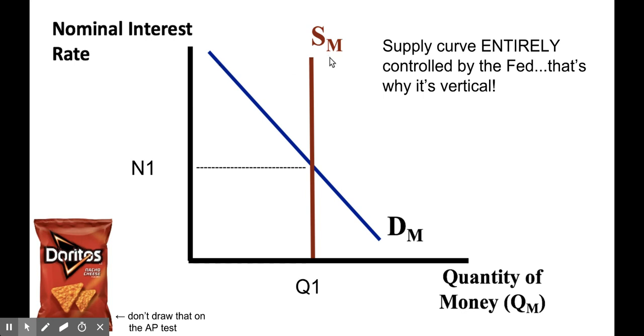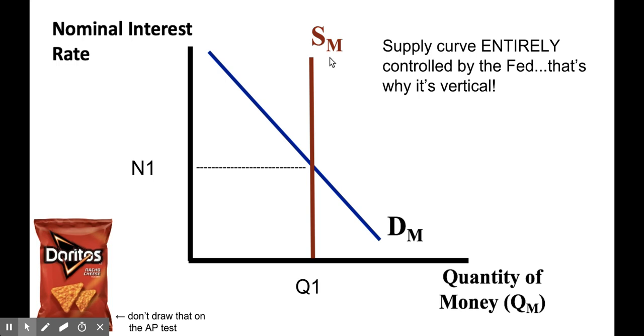The supply curve is what 99.5% of FRQ and multiple choice questions will ask about. The supply curve is weird, and we can abbreviate it SM for supply of money because it is entirely vertical, completely vertical, just like LRAS. It's not related to LRAS, but it is vertical like that.